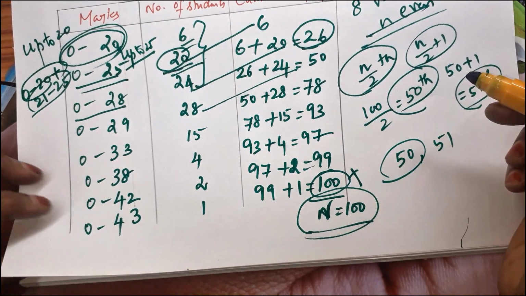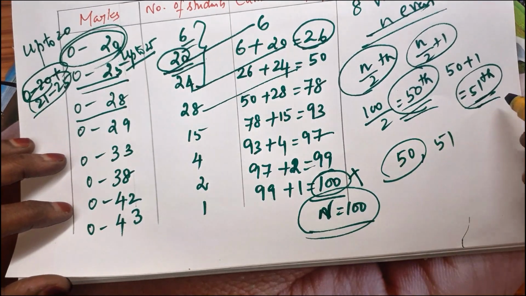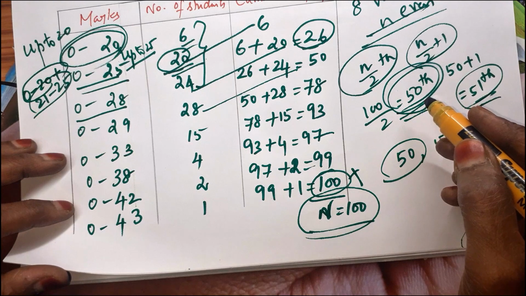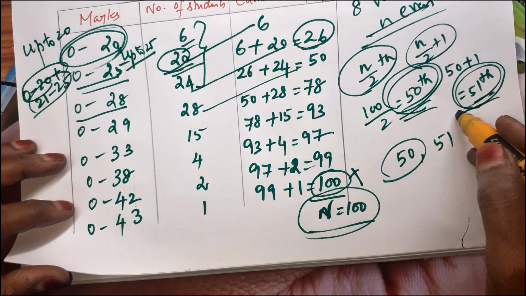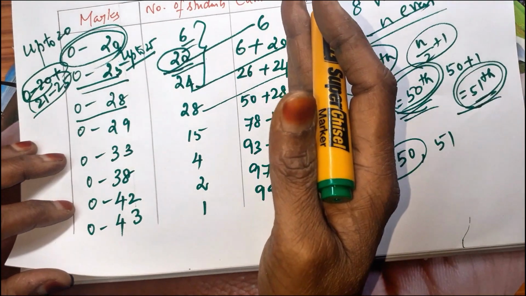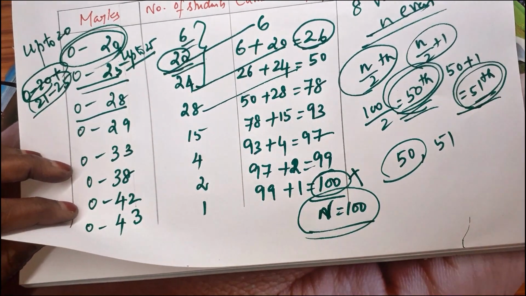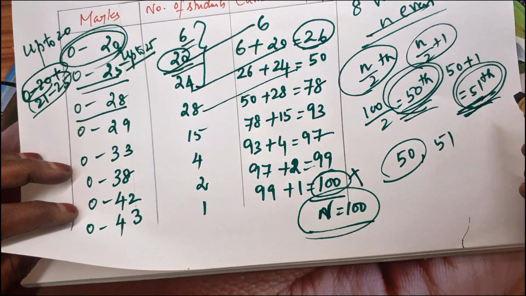These two values we have to locate in the cumulative frequencies. If you are able to get the exact value, no problem, you can take it. Otherwise, if you are not able to get 51, go for the next integer. Don't go with the lesser one, go with the next integer which is greater than this integer.